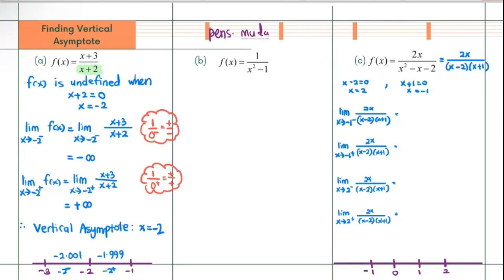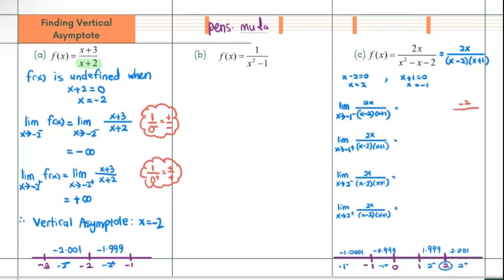Okay. So negative 1 from the left, value dia apa? Negative 1.0001. Kalau negative 1 from the right, dia adalah negative 0.999. Kalau 2 pula, 2 from the left will be 1.999. Dan 2 from the right pula adalah 2.001. Okay, so itu adalah value-value yang kita akan gantikan dalam our function. Okay, now bila gantikan negative 1 dalam function atas ini, saya dapat negative 2 over, okay.